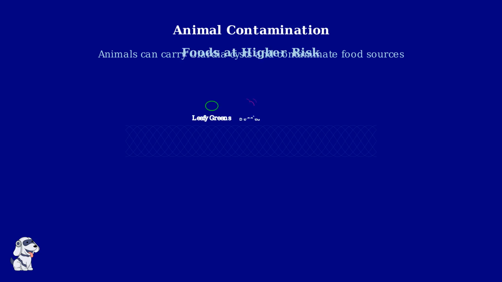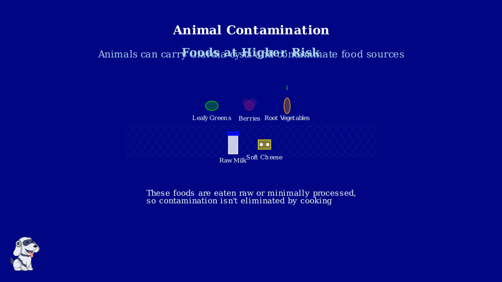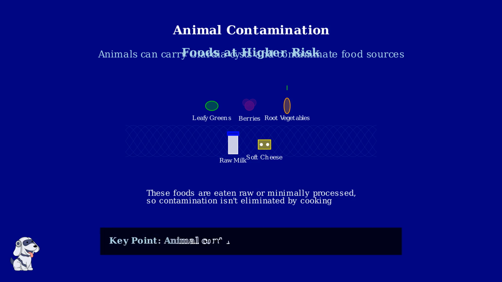Foods that are eaten raw or with minimal processing are at the highest risk for animal contamination. This includes leafy greens, berries, root vegetables, and raw dairy products like unpasteurized milk and soft cheeses. The key takeaway is that animal contamination is a significant pathway for Giardia transmission, especially for foods consumed raw. Understanding this helps us make better food safety decisions.